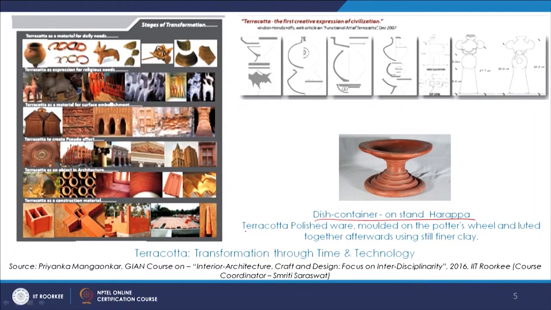Here we see this dish container. This is from the Harappan civilization, it's terracotta polished ware. So we find a mention of terracotta even in the Harappan civilization. Seeing this dish container over here, and the kind of objects of daily use that we see across this panel, and how it has moved from here to here, is the entire discovery and the discussion.